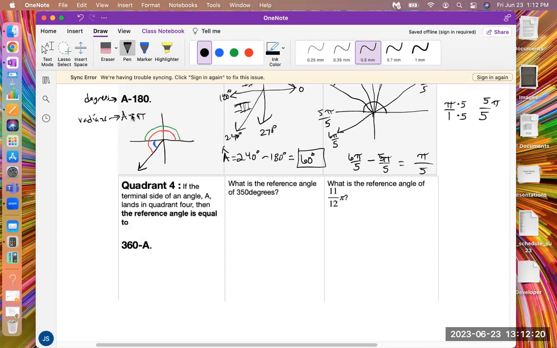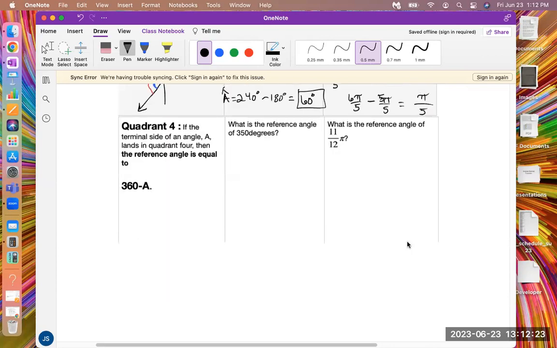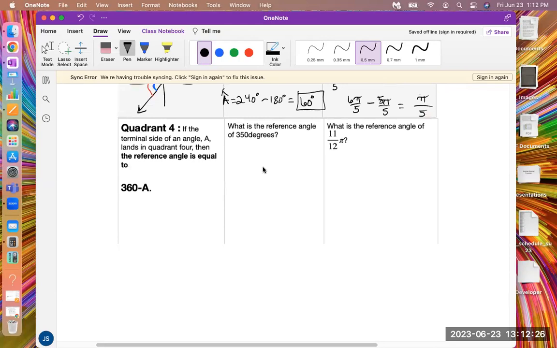Oh, that is subtract. It looks kind of like addition. All right. So if an angle has a terminal side that lands in quadrant 4, then the reference angle is equal to 360 minus the angle. And let's see the picture to figure out why that would be true. Quadrant 4 is down here. So the angle might be here. To find the reference angle, which is measured between the terminal side and the x-axis, this is the reference angle, and this is the angle in standard position.